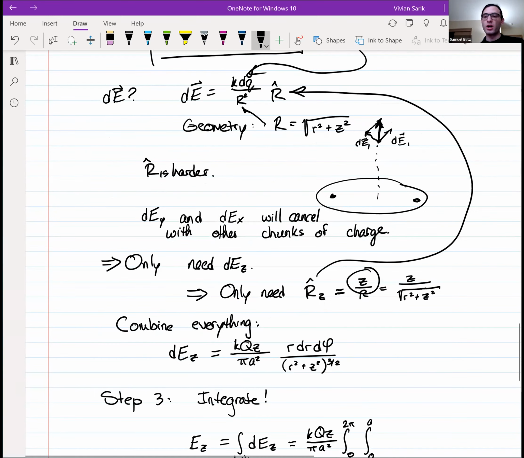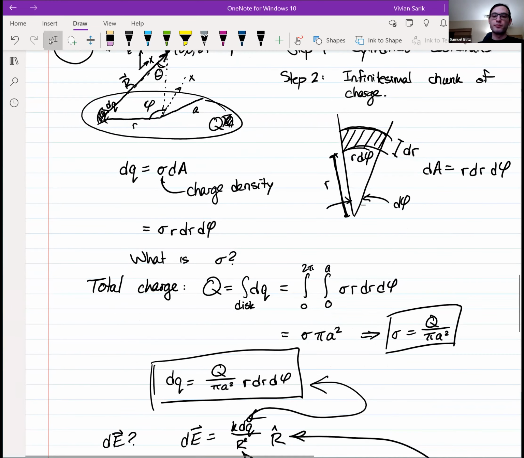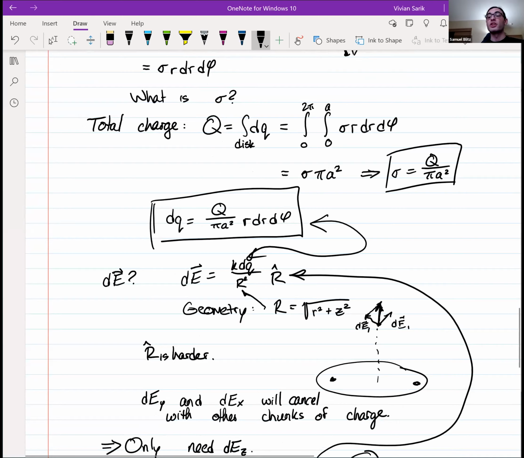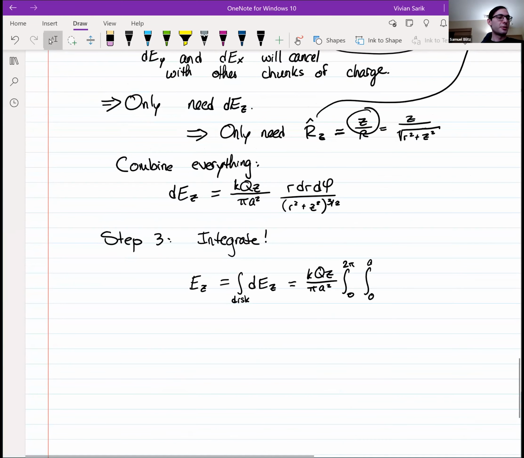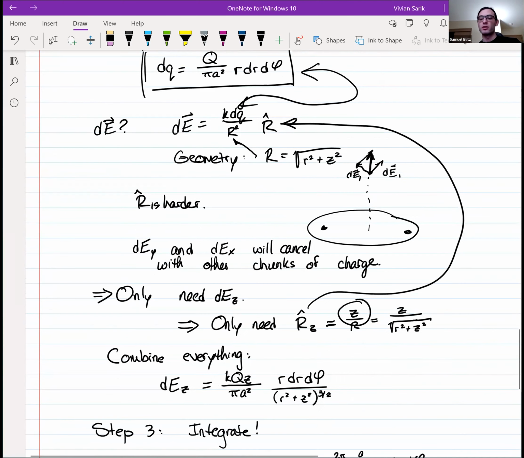RZ is the Z component of the vector that points from our small chunk of charge to our point of interest. It's the Z component of the unit vector. And so then we would have an R dr d phi up top divided by R squared plus Z squared to the 3/2. Oh, sorry. Yes, it's pointing to R hat. That is the Z component of that vector.